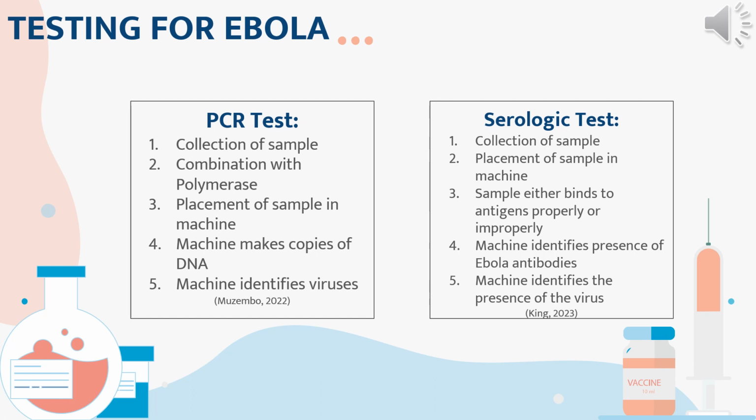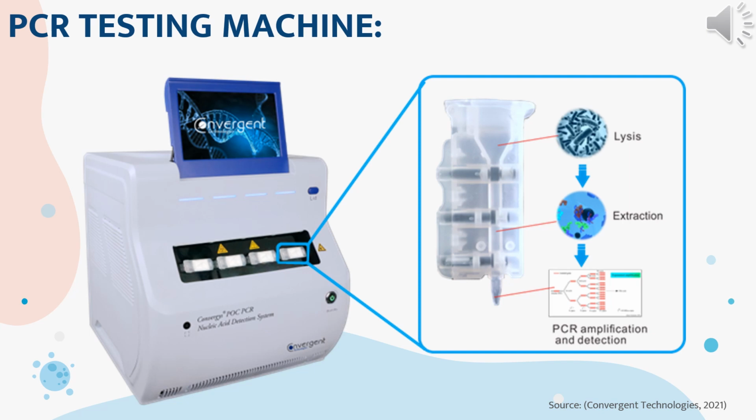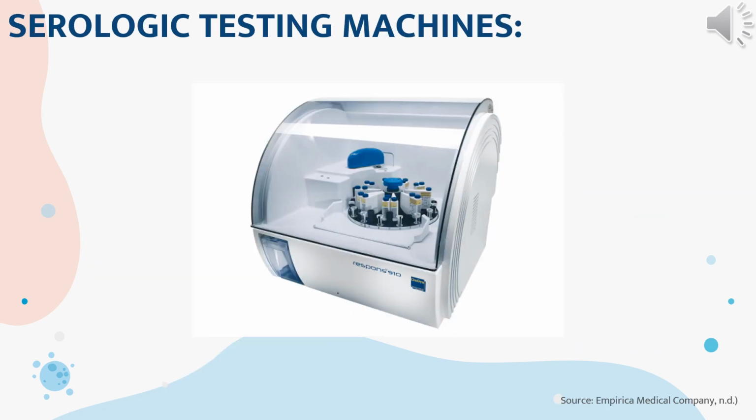For the serologic testing, a sample of blood is placed in a chemical analyzing machine where antigens are already present. Using the sample of blood, the antibodies will either bind to the antigens properly or improperly. If there are improper bonds, then it is assumed that there is no virus present. If there are proper bonds, it can be assumed that the virus is present. The machine is able to identify the bonds and proceeds to identify the presence of the virus. This is an example of a polymerase chain reaction testing machine by Convergent Technologies. This is an example of a serologic testing machine by Empirica Medical Company.